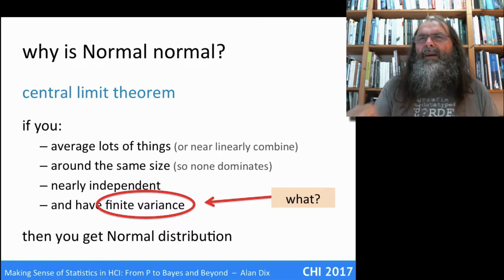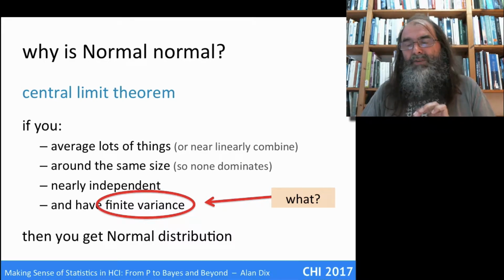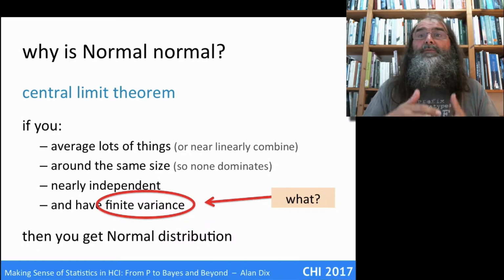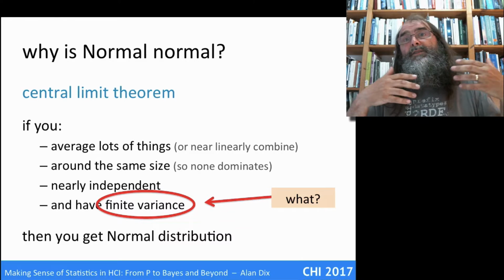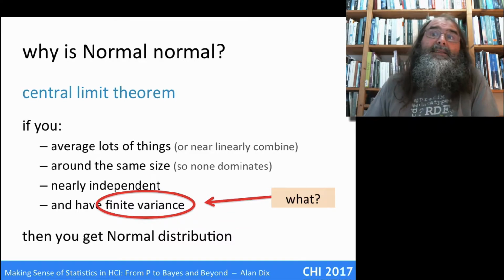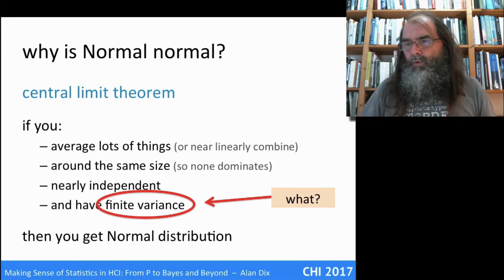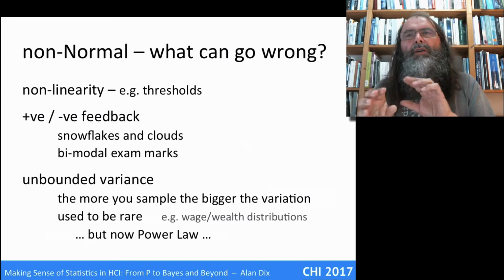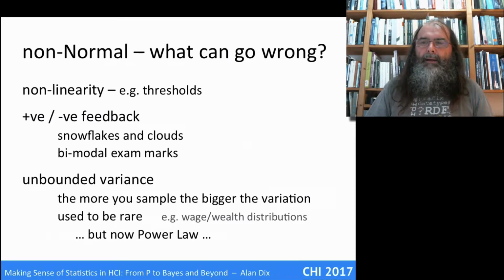But I've circled that finite variance. The reason for that is occasionally that doesn't happen. Mostly it's okay for most of the data you do, for a lot of biological processes, a lot of processes we'll see in user interfaces. This is all good. So what can go wrong? Non-linearity can get in the way.